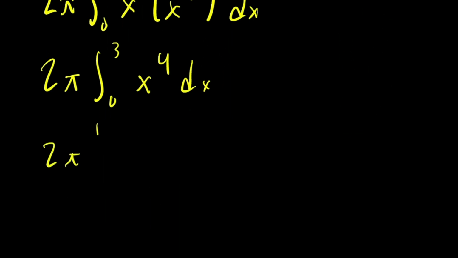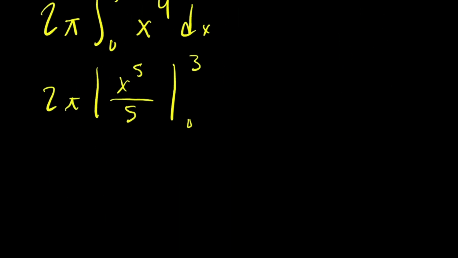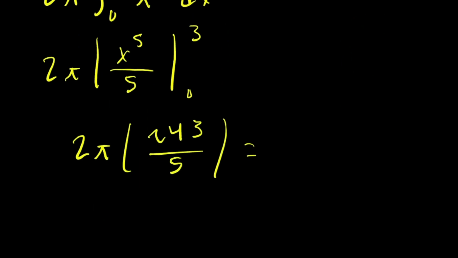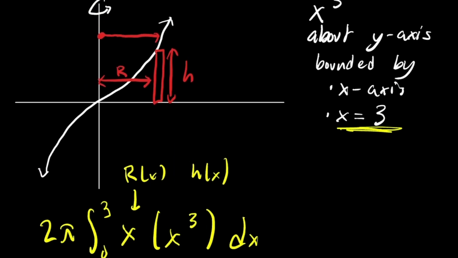So 2 pi times the integral from 0 to 3 of x to the 4th dx. And now we can integrate 2 pi times x to the 5th over 5, 0 to 3. I believe 3 to the 5th is 243. So 2 pi times 243 over 5, and that equals 486 fifths pi. So that's our answer. We got that pretty quick from that method. I believe this might be one of those situations where it's actually easier to use shell method, but we can test it.